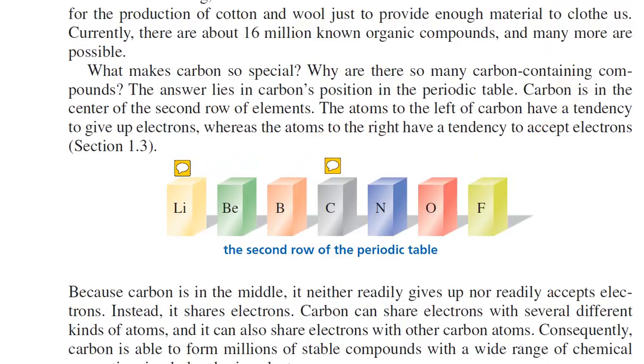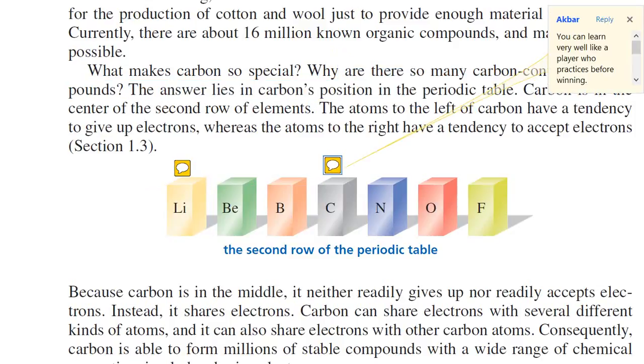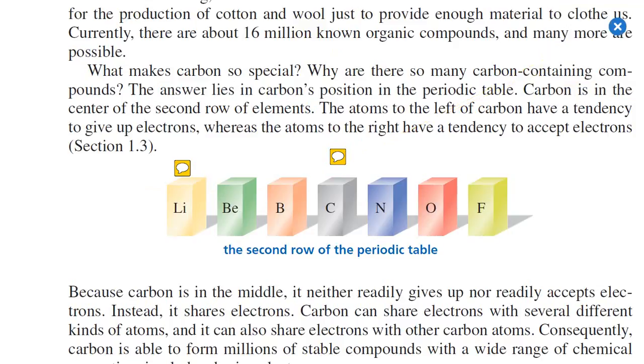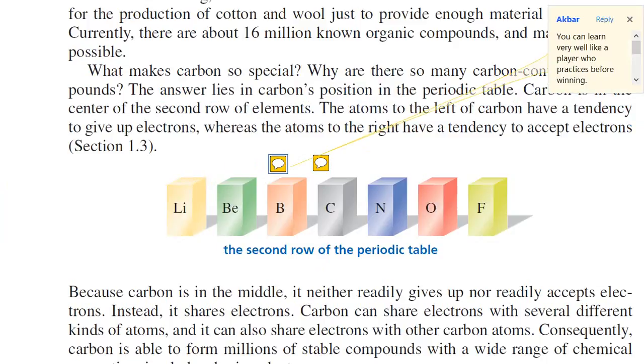What are we going to talk about here? What's the point of drawing the second row of the periodic table? The thing we're going to talk about is carbon's position in the periodic table. So where is the carbon? Carbon is here, in the center of the second row of the elements. The atoms on the left of carbon, what do they have?